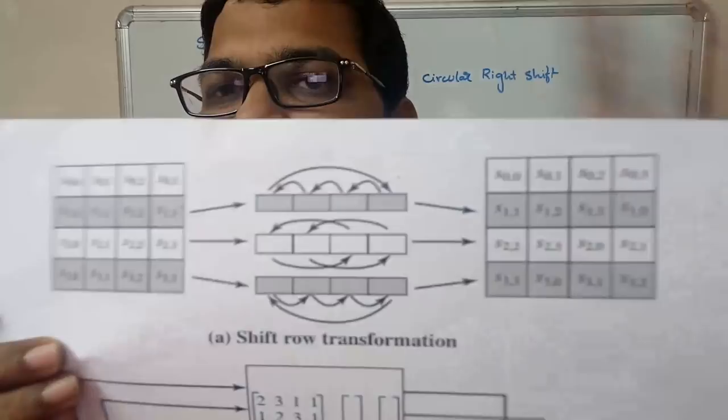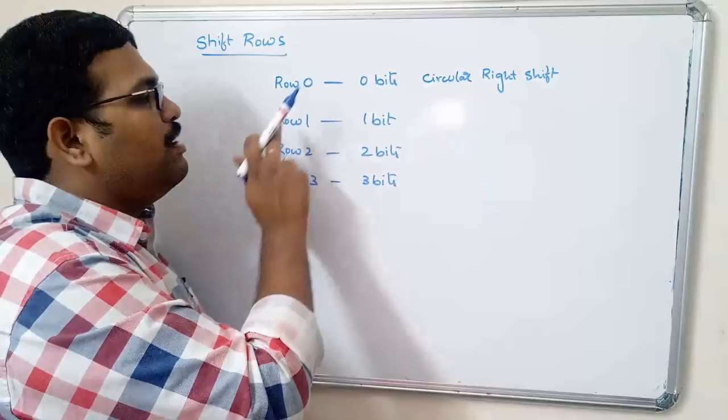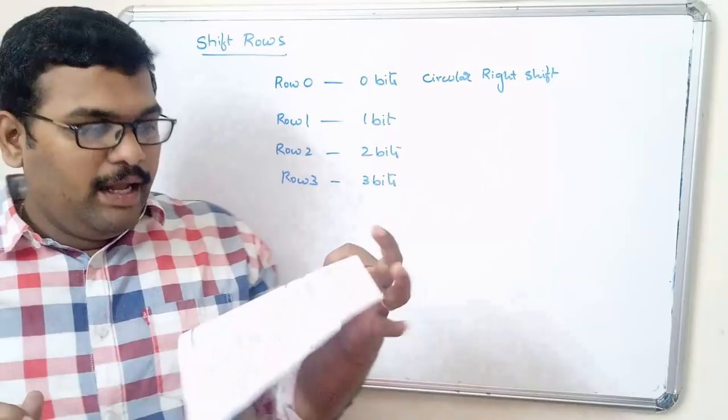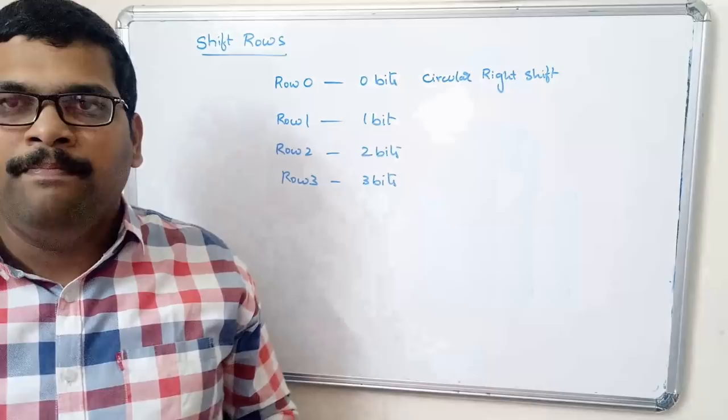In a similar way, we have to perform the shift operation. So we have to apply this shift operation based upon the row number. Row number 0, 0 bits. Row number 1, 1 bit. Row number 2, 2 bits. Row number 3, 3 bits. And the result will also be stored in the state array. So this is about shift rows. And after applying the shift rows, next we have to perform mix columns. The next process is mix columns.